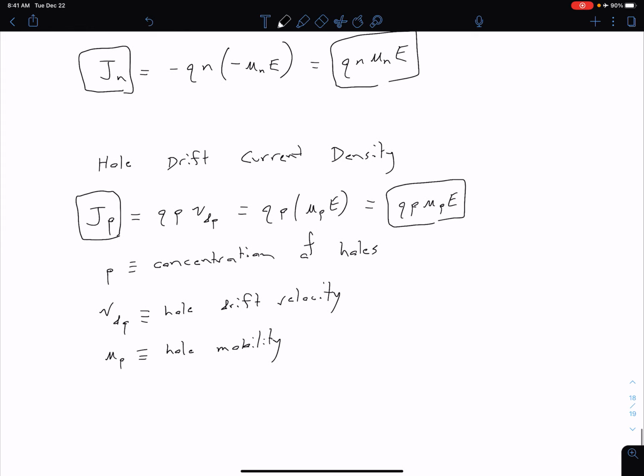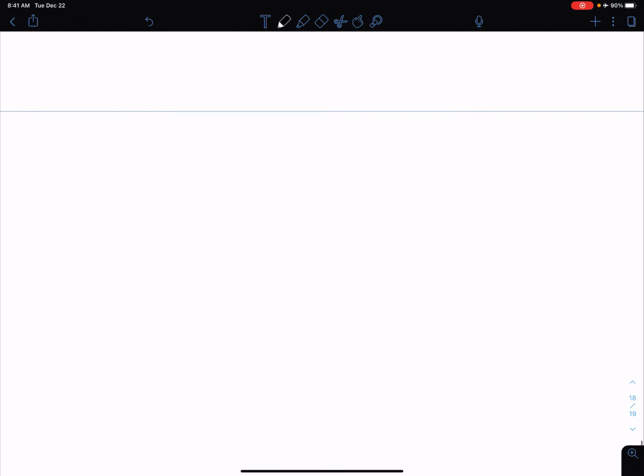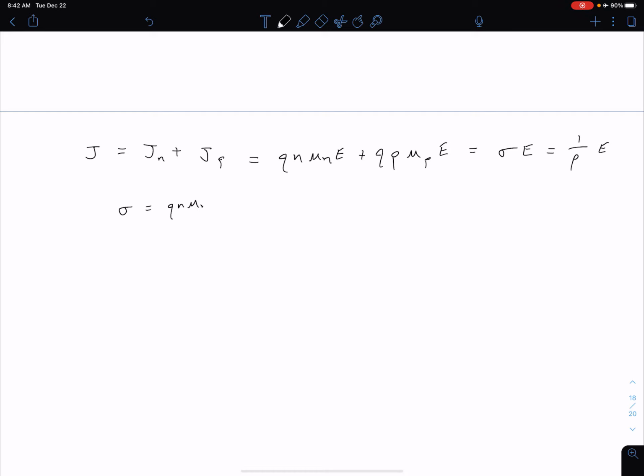So let's go ahead and explicitly combine these two terms to get an expression for our overall current density. So again, our overall current density is J equals J sub N plus J sub P. So substituting in our two expressions, we have Q n mu sub N times E plus Q p mu sub P times E. Well, what we can actually do is write this as equal to sigma E, or we could also write it as 1 over rho times E, where we could define sigma as equal to Q n mu N plus Q p mu P.